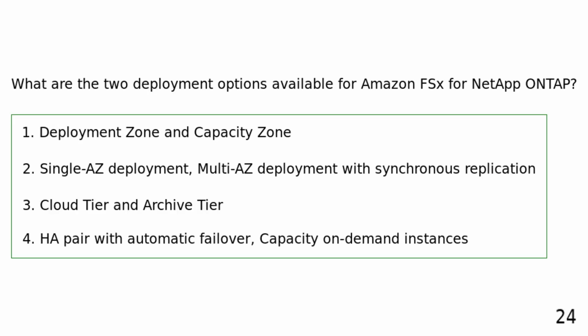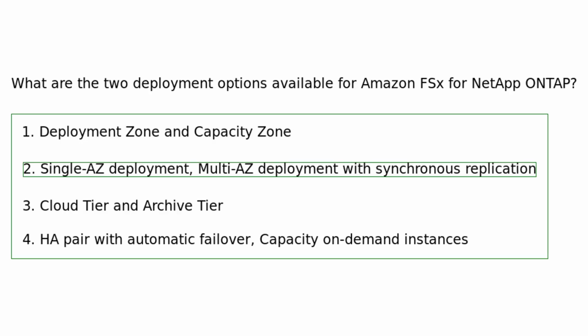What are the two deployment options available for Amazon FSx for NetApp ONTAP? Deployment zone and capacity zone. Single AZ deployment, multi-AZ deployment with synchronous replication. Cloud tier and archive tier. HA pair with automatic failover, capacity on-demand instances. Amazon FSx for NetApp ONTAP offers single AZ deployments for cost-effective scenarios and multi-AZ deployments with synchronous replication for high availability.